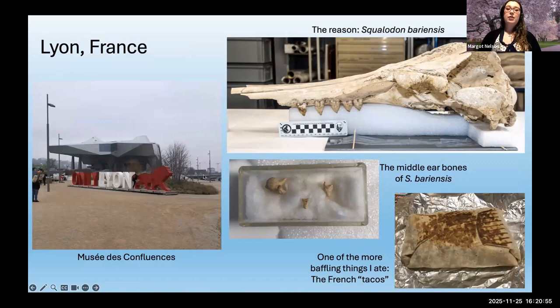And the other thing about collections research is you get to eat a lot of weird foods. One of the more baffling things I ate was called a French tacos. Tacos is singular. And it's halal meat and French fries and different sauces. I questioned my choices, but I found out that that's a very common Lyon street food. So it was actually partaking in the culture.